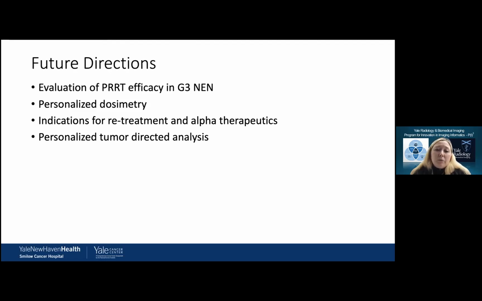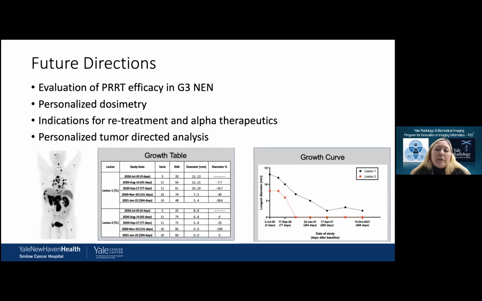And another thing that we're working on here at Yale is personalized tumor-directed analysis with basically doing volumetric assessment of the different metastases and generating growth curves for each individual lesion in volumetric form, and following these growth curves and figuring out which lesions are growing and need targeted therapy through different ways, and which ones are not.